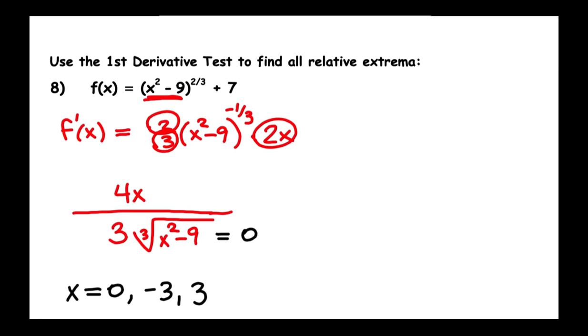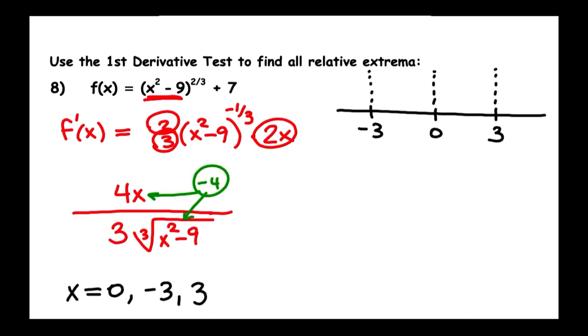Okay, time for a sign chart once again. Got negative 3, 0, and 3. All right, let's try each region. We'll start with negative 4. Again, I'm going to plug into the derivative. Inserting a negative 4 will give me negative 16 up top, which of course is negative. In the denominator, the negative 4 will get squared right away, so it's going to be 16 minus 9. That's the cube root of 7. I don't know what that is, but it's positive. So the overall derivative will be negative over positive. The graph's going to fall.